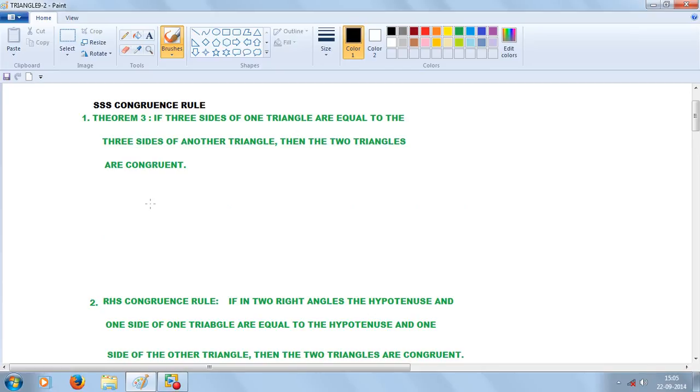If three sides of one triangle are equal to the three sides of another triangle, then the two triangles are congruent.